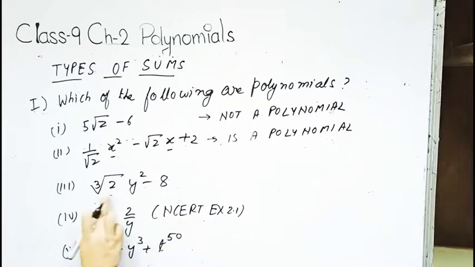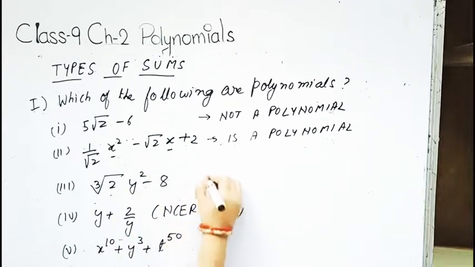Third example, cube root of 2 y square minus 8. The variable over here is y only, so the power of y is 2, therefore it is a polynomial.